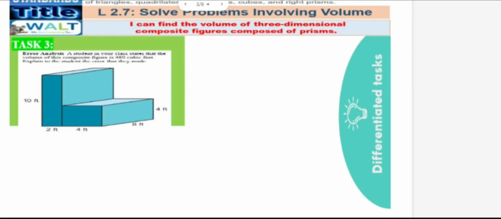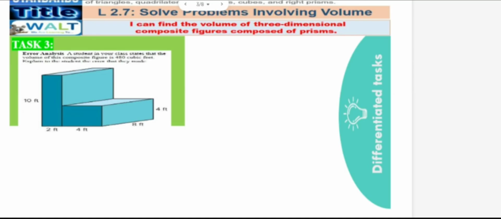Question 3, error analysis. A student in your class states that the volume of this composite figure is 480 cubic feet. Explain to the student the error that he has made.